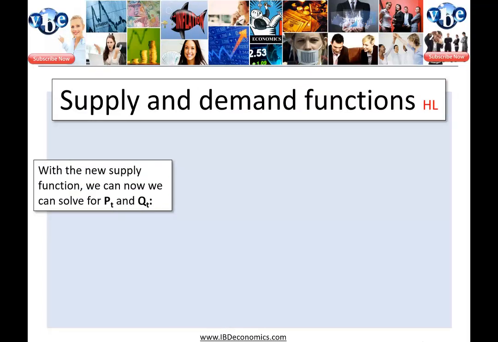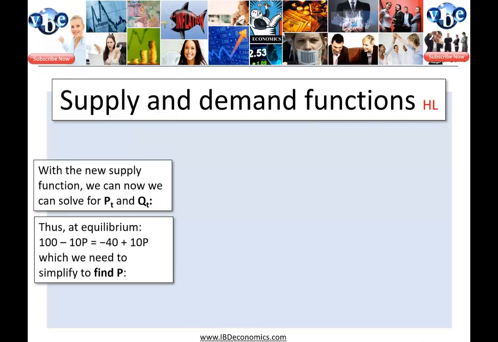And with that new supply function, we can now solve for price at tax and quantity at tax. So equilibrium, demand doesn't move, doesn't change, it stays the same. So we still have 100 minus 10p on that side of the equation. And now we have minus 40 plus 10p on the other. And we just need to simplify again to find p.